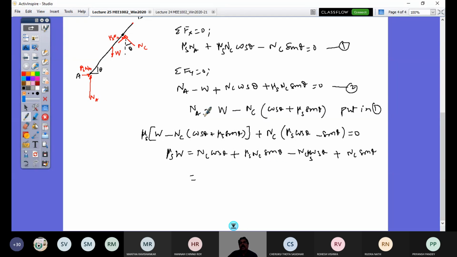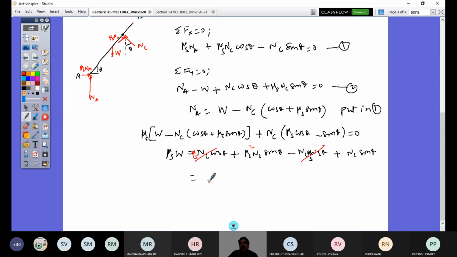I made one mistake here. See, when I substitute NA here, I have NA here, right? I have to substitute this. So there is a mu s here as well, right? So when I take this here, I should also bring this mu s here. So this mu s is common here. That is why I was stuck. So I will have here mu s NC cos theta, and I will also have mu s square NC sin theta. And you see here mu s NC cos theta, there is mu s NC cos theta, these terms go off. So I have NC mu s squared sin theta and NC sin theta.